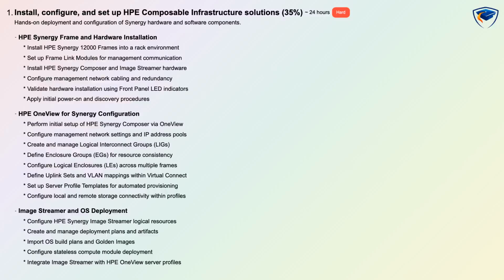Training covers HPE OneView initial setup for Composer, creating logical interconnect groups and enclosure groups, defining logical enclosures and uplink VLAN mappings, and building server profile templates along with local and remote storage connectivity. You will also practice image streamer tasks like creating deployment plans, importing golden images, configuring stateless compute deployment, and integrating image streamer with OneView for automated OS provisioning.